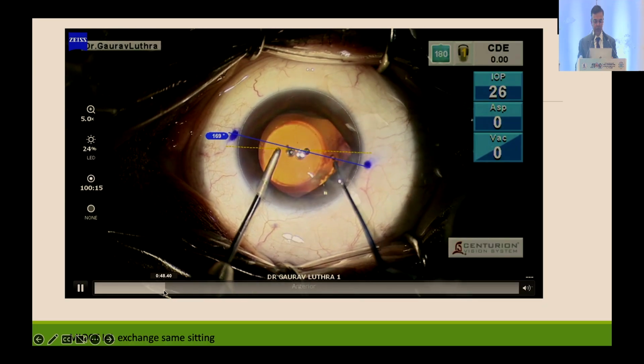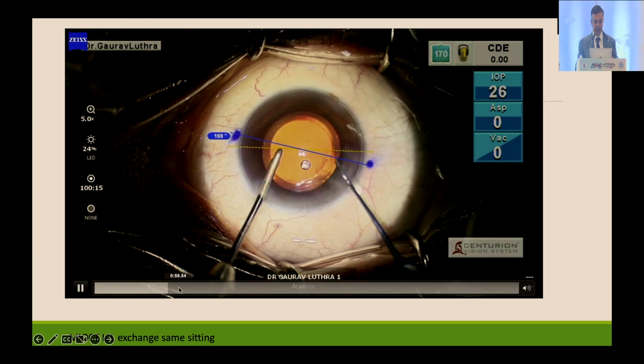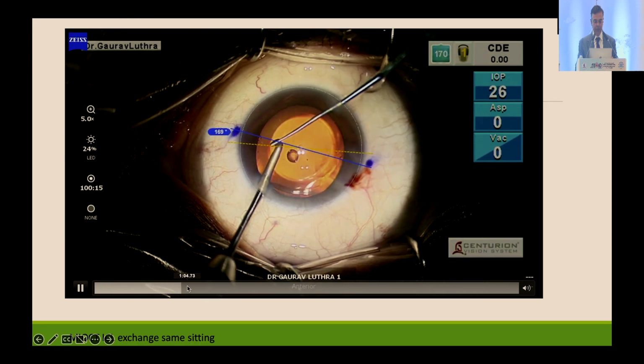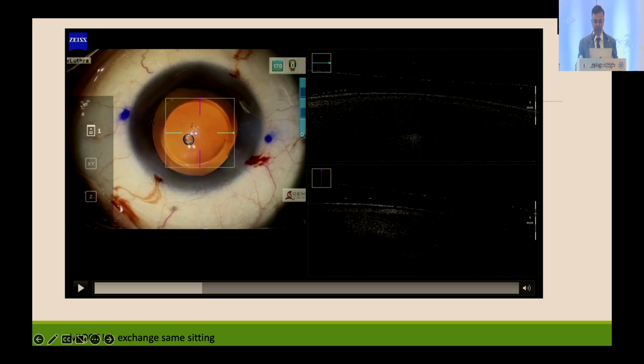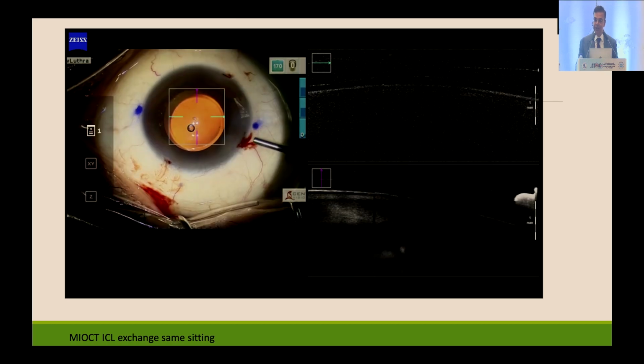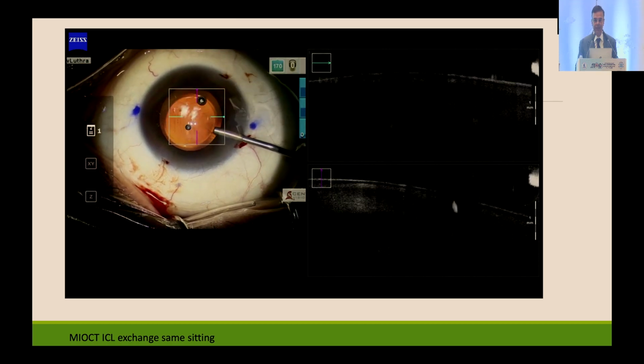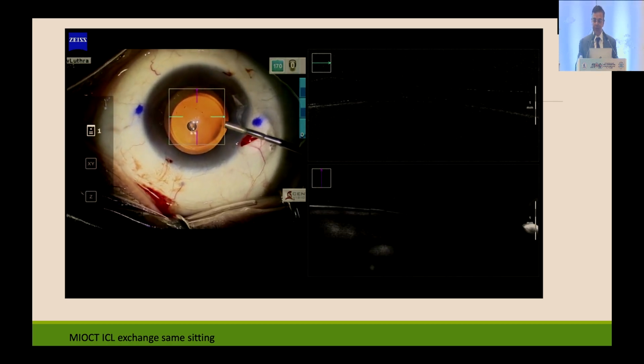And once the lens was put into place, we were checking the vault with the AIOCT. And we realized that you can see on the right side, and I'll pause this for you, that there's almost no vault. This is the ICL and that's the crystalline lens, and the gap between them is not even 50 microns. So seeing that, we were very lucky because we had not returned the 13.2 lens that was still ordered and lying with us. So on table, we decided to exchange the ICL.